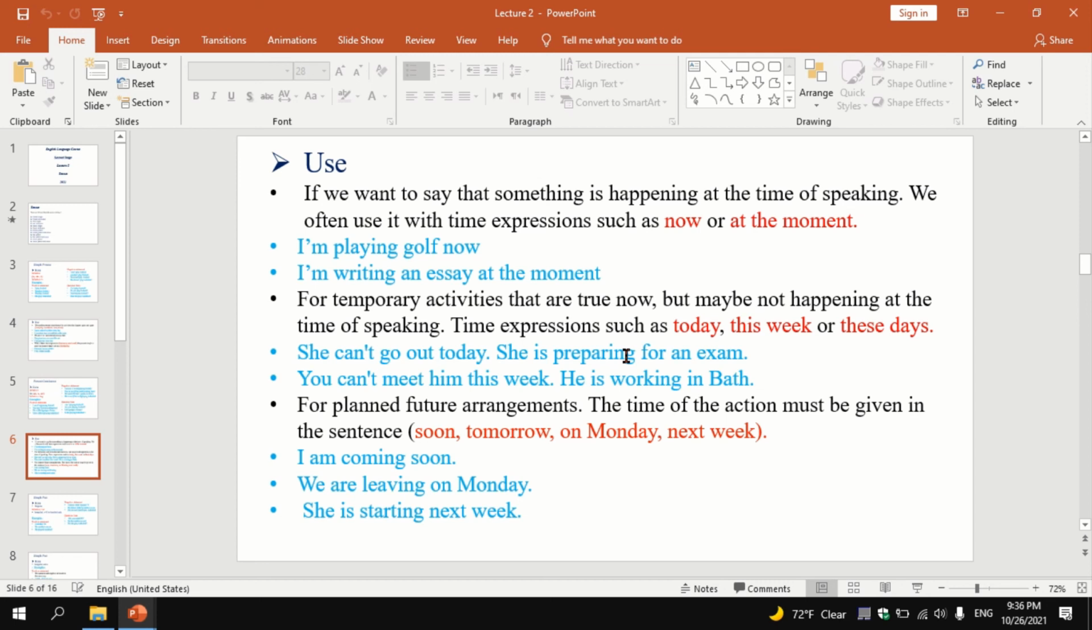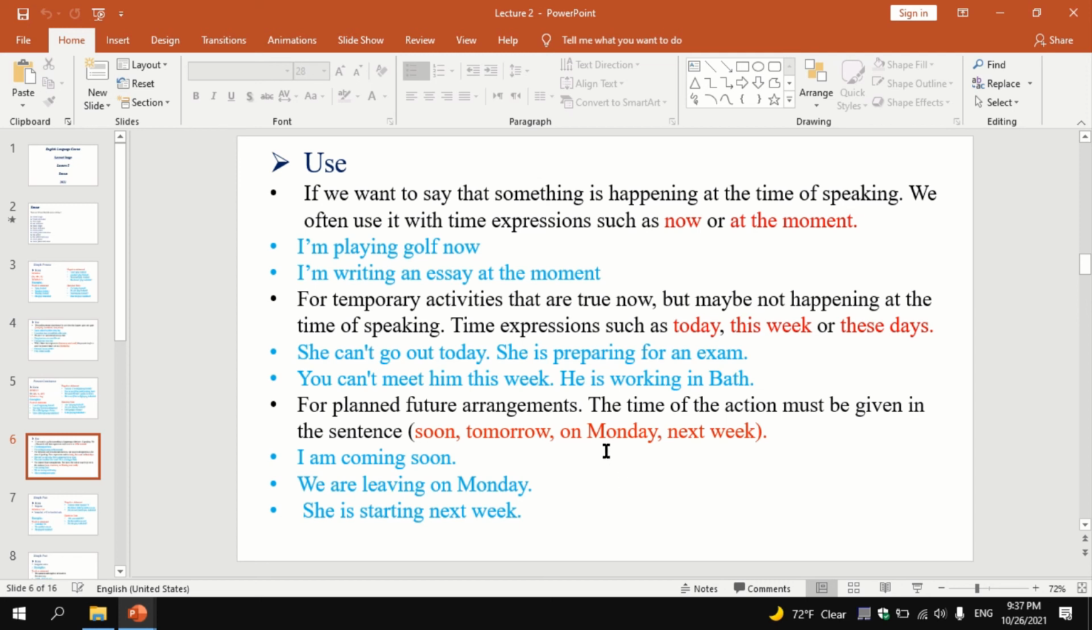It can be used also for temporary activity that is true now but may not be happening at the time of speaking. Time expressions such as today, this week, or this day. She can't go out today. She is preparing for an exam. You can't meet him this week. He is working in Bath.